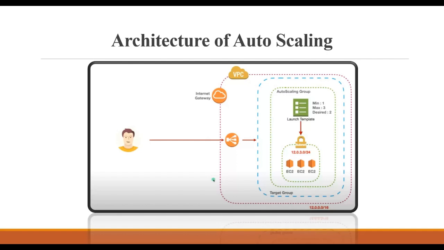The next is the architecture of auto scaling. Here we see there is an internet gateway, VPC, the load balancer, the auto scaling group, the launch templates. There is a subnet to create the EC2. So this is the number of instances we can create. The minimum is 1, the maximum is 3, the desired capacity is 2. So this is the target group. I've already explained. I will explain this one by one.